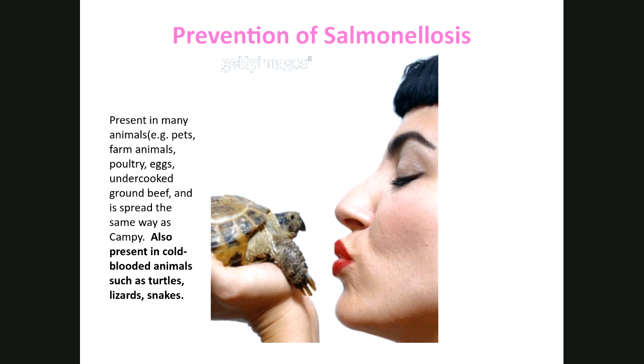Salmonellosis can be acquired from many animals, many pets, many farm animals, from the eggs also, from poultry, beef, and turtles, the domesticated house turtles, which are kept as pets. They are carriers of non-typhoidal salmonella, and you can get infection from all these sources.